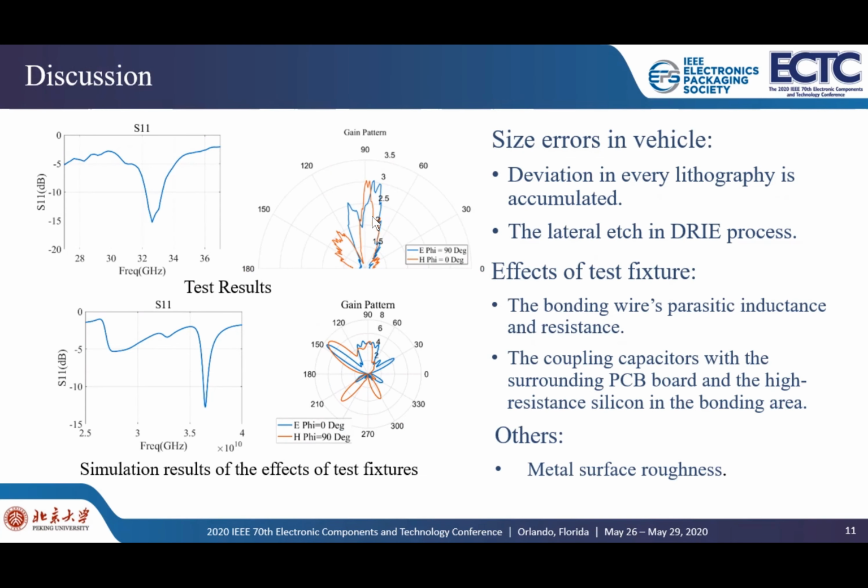About the deviation, we think it is mainly resulted by size errors and test fixture. The size errors are cumulative with every lithography. The lateral etching in DRIE process leads to the bigger diameter of the wire. The effect of test fixture is that the bonding structure between antenna and fixture doesn't match the 50 ohm impedance.